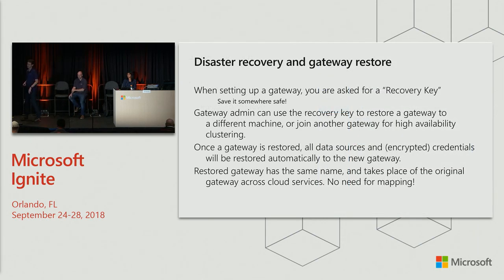I've touched on this already a little bit. This is really just a recap of how disaster recovery and restore work. It's all based on the original recovery key that you typed in when you installed the first gateway in a cluster. That same recovery key is not only used for restoring the gateway somewhere else, maybe because the hard disk crashed, it's also used when you want to join additional gateways to that cluster. So from that perspective, the clustering of gateways is a much more lightweight mechanism compared to Windows clustering.